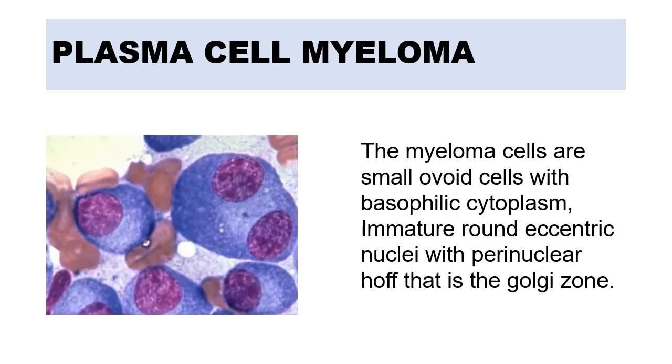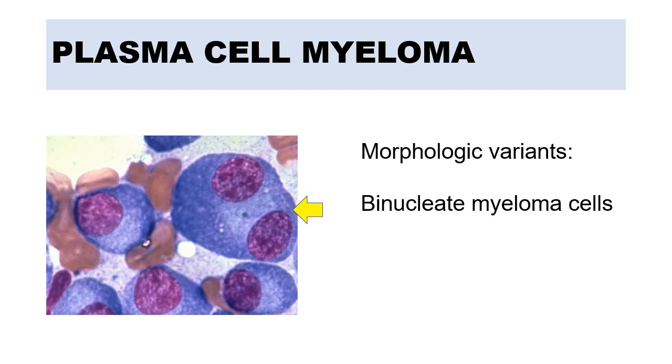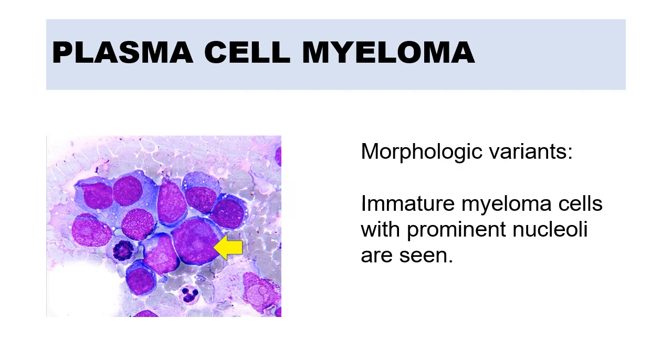The myeloma cells are seen as small ovoid cells with basophilic cytoplasm, immature round eccentrically placed nuclei with a perinuclear hof, which is a clear zone that comprises the Golgi apparatus. There are a few morphological variants of these myeloma cells commonly seen in association, which are binucleate forms of the myeloma cells, and immature myeloma cells which show prominent nucleoli within the nucleus.